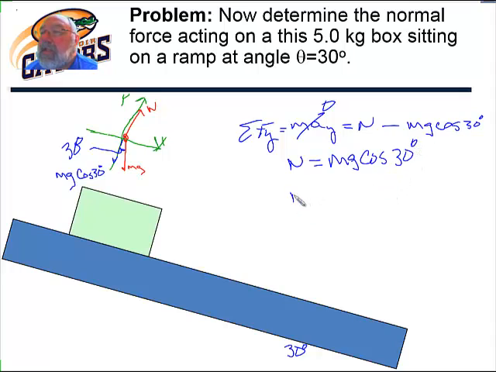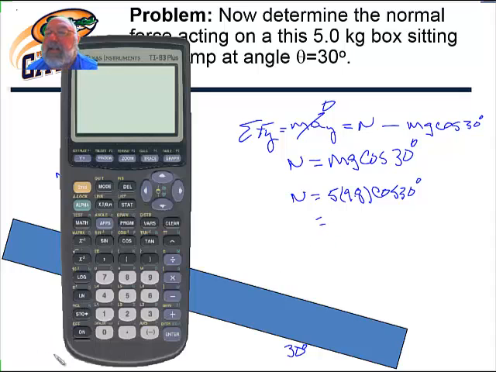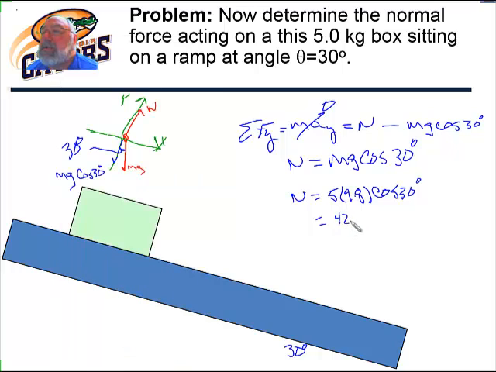So that would mean that the normal is equal to 5 kilograms times 9.8 meters per second squared times cosine of 30 degrees, which is equal to, let's pull out the handy dandy calculator, and it says 5 times 9.8 times cosine of 30 is equal to 42.44 newtons. And this is less than the weight of the box.